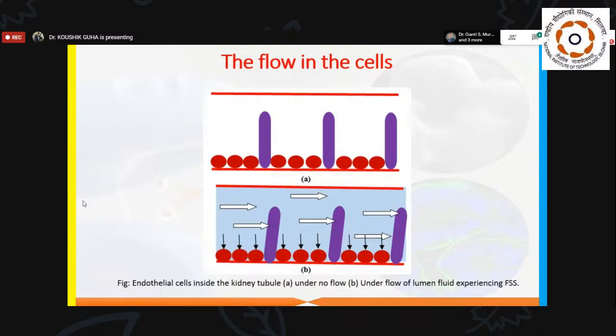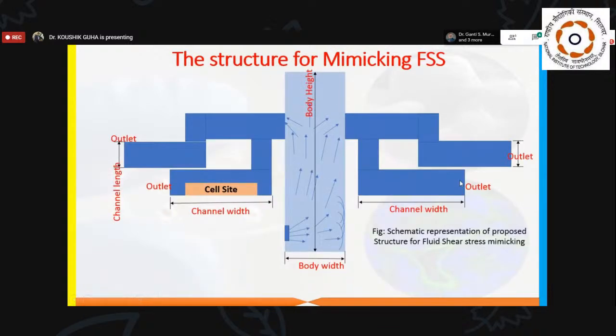Like, so this is the flow in the cells. We can see when the shear stress is not available, and when the fluid stress is applied, the structures will be there under flow of the lumen fluid, and our cells will be like that. So with the presence of the fluid flow, the fluid shear stress, we have built this kind of structure just to see how the mimicking of the fluid shear stress is going on.